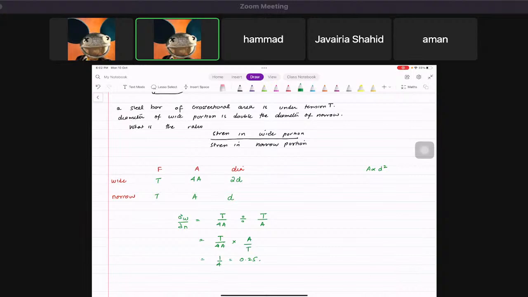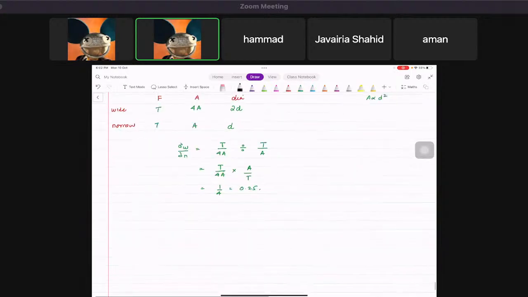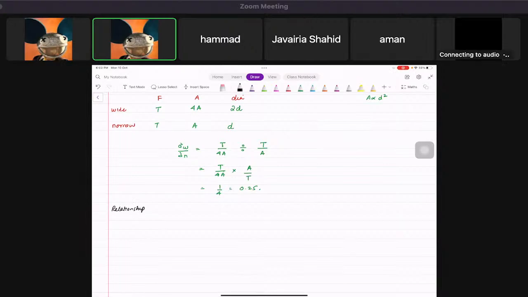Now, so we're going to do a small derivation, and within that small derivation we have this hidden thing, and then we'll basically end the class. So we're going to look at the relationship between spring constant K and Young's modulus.